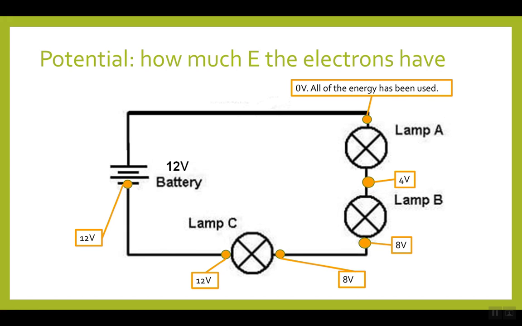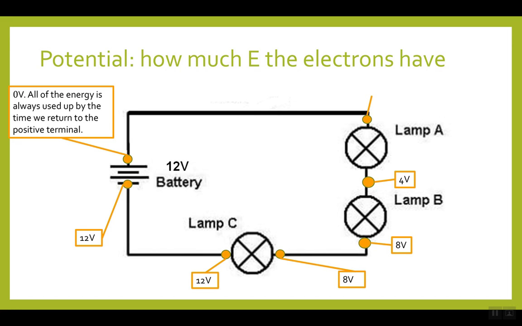So when we go to lamp C, it's going to lose 4 volts, because 12 divided by 3 is 4. Lamp B, it uses another 4. Lamp A, it loses another 4, until by the time it's passed out of the last lamp, it's used up all the energy, and they will flow back without any energy left. It does spread it absolutely evenly if the loads are the same. All of the energy is always used up by the time they get back to the positive, so they don't leave anything out on the circuit.